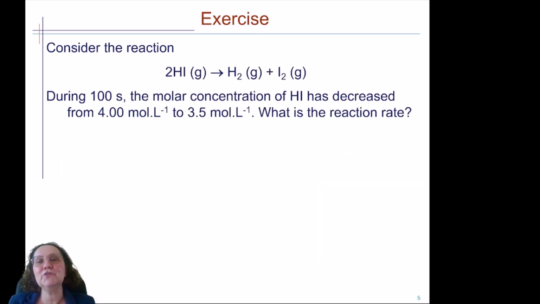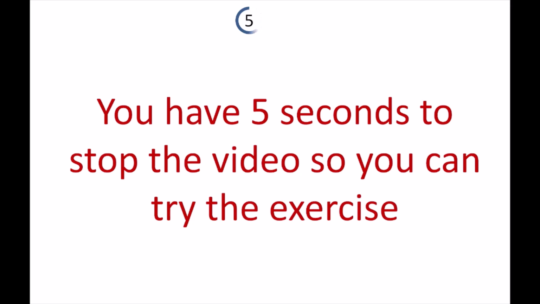So I'm going to ask you to stop the video and have a go at this exercise. You have this reaction, the decomposition of hydrogen iodide in gas form to hydrogen and iodine, both in gas form. And the question is telling you, during the first 100 seconds, the molar concentration of hydrogen iodide has decreased from 4 moles per liter to 3.5 moles per liter. So what is the reaction rate? Have a go and see if you can solve the exercise. Stop the video now, please.